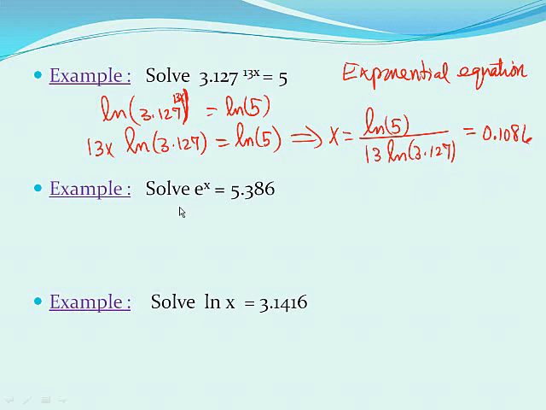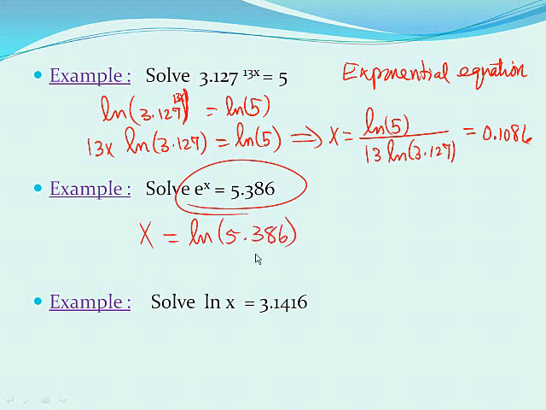Here we are getting an exponential equation, so we need to convert to the logarithmic form. Notice that the base is e. So if I take the natural log on both sides, the left side we will get x, on the right side I will get natural log of 5.386. So natural log of 5.386 is 1.6838.